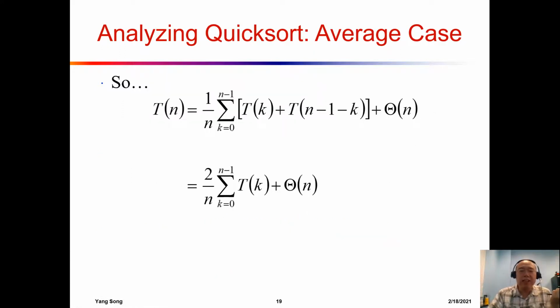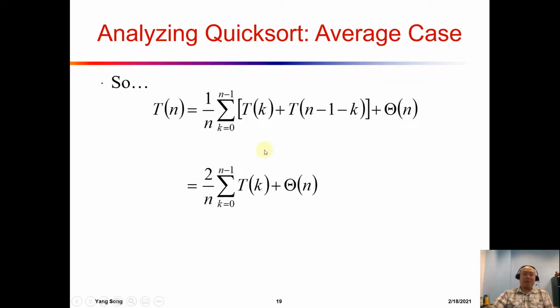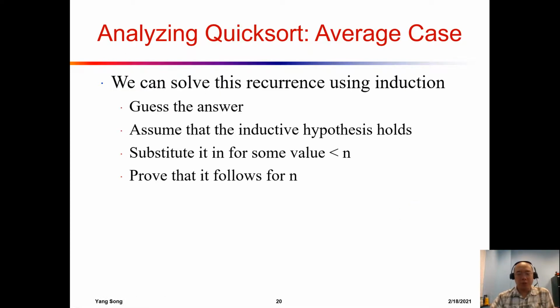If we see that, congratulations, we can save a lot of trouble because we can extract this 2 here, and then we only have to deal with the Tk, and we can get rid of this T(n-1-k). Okay? And then this is a recursion we have to solve. It's a little bit easier, but still it's annoying.